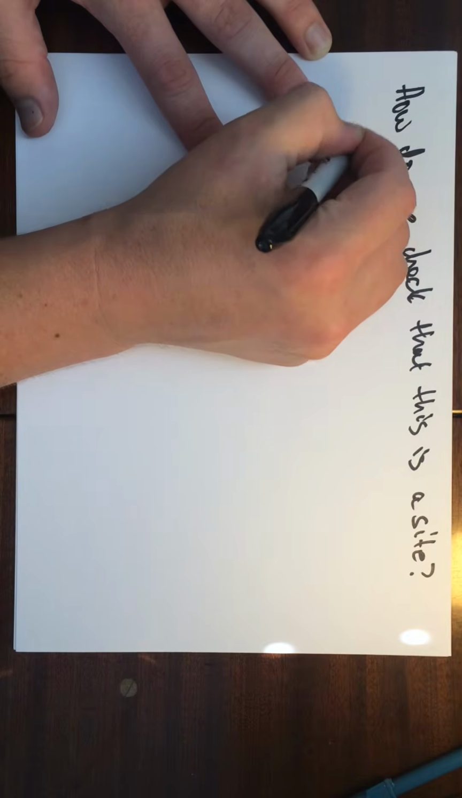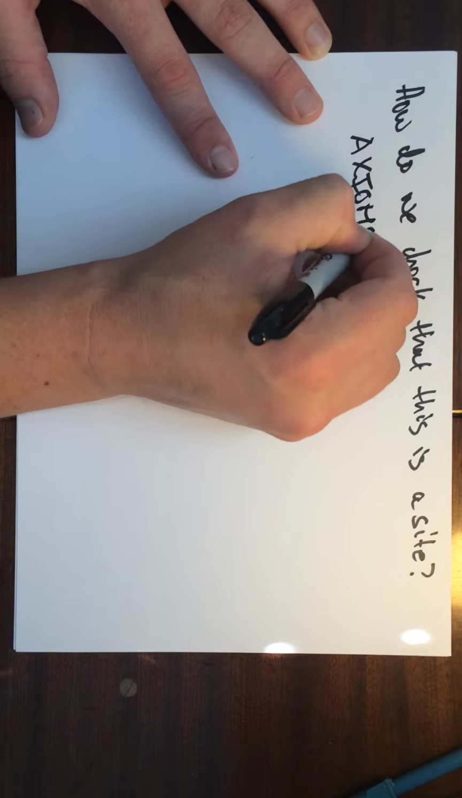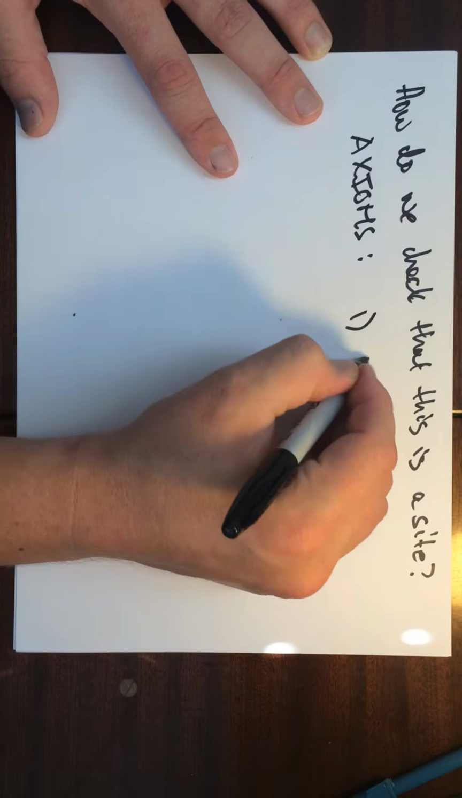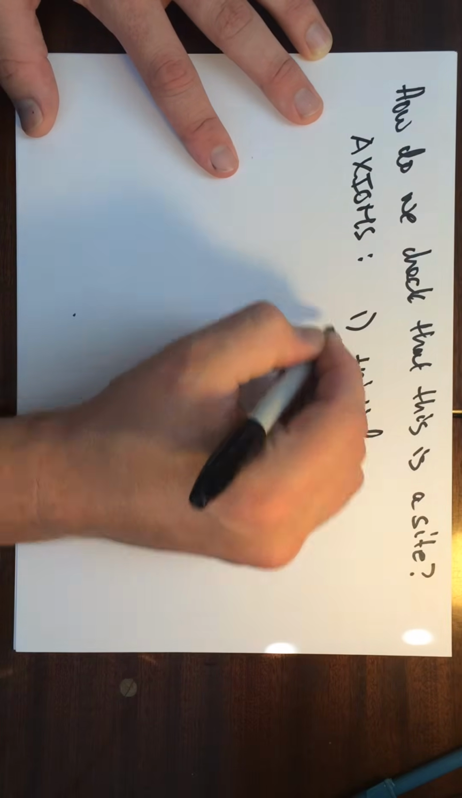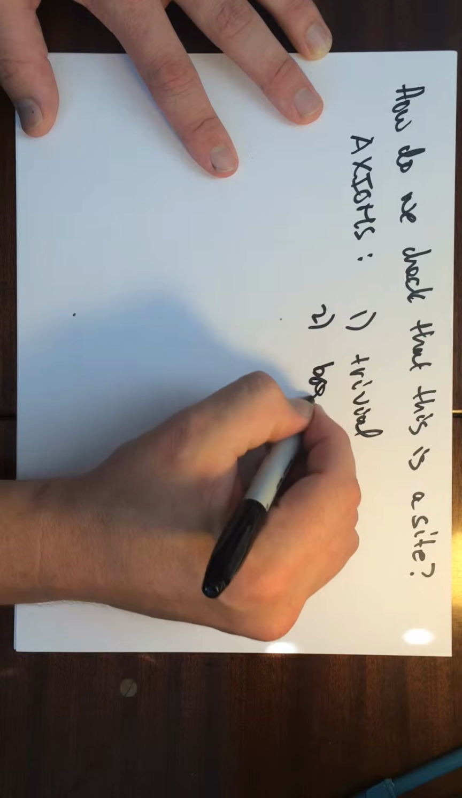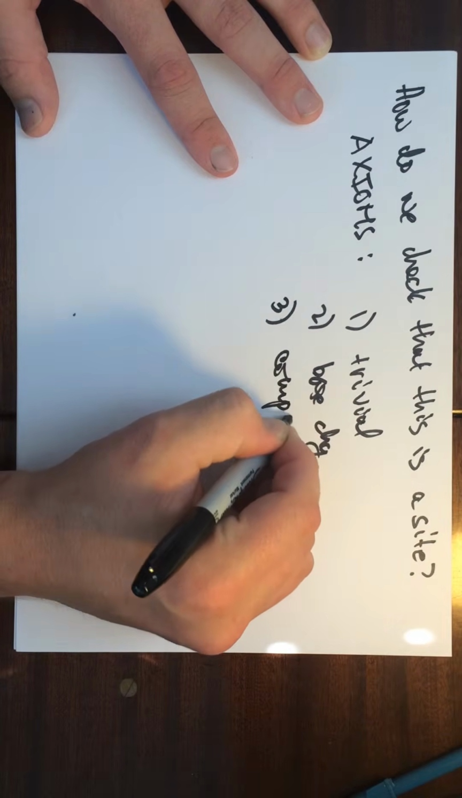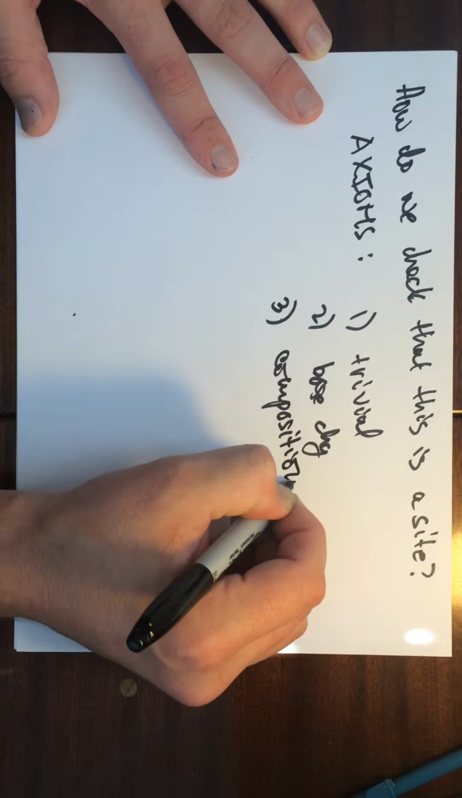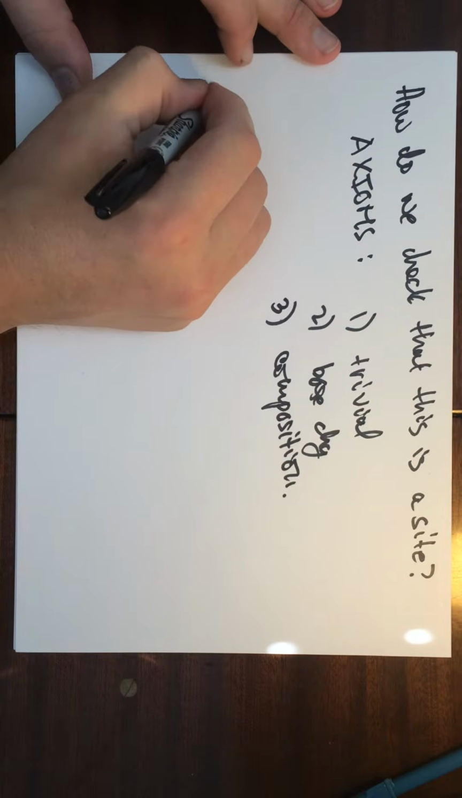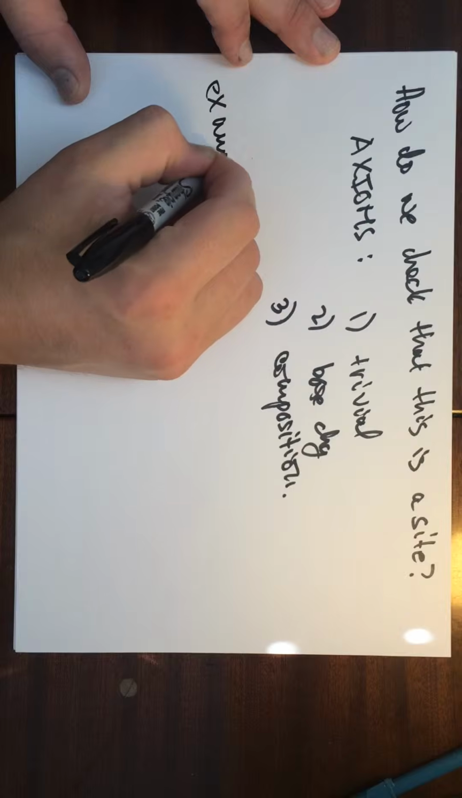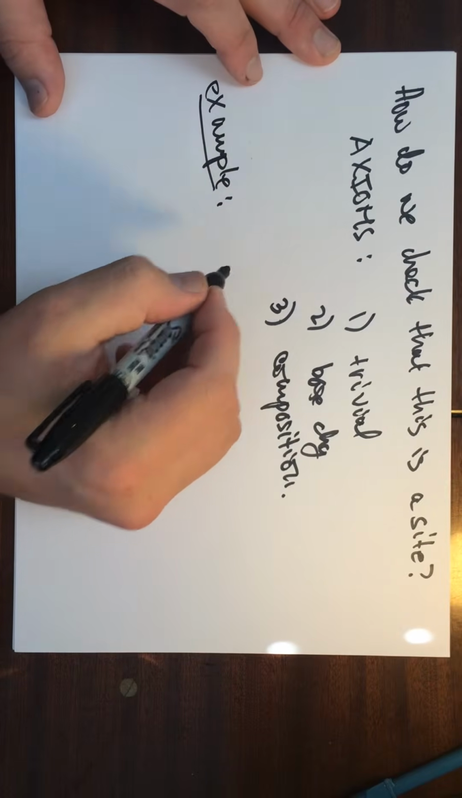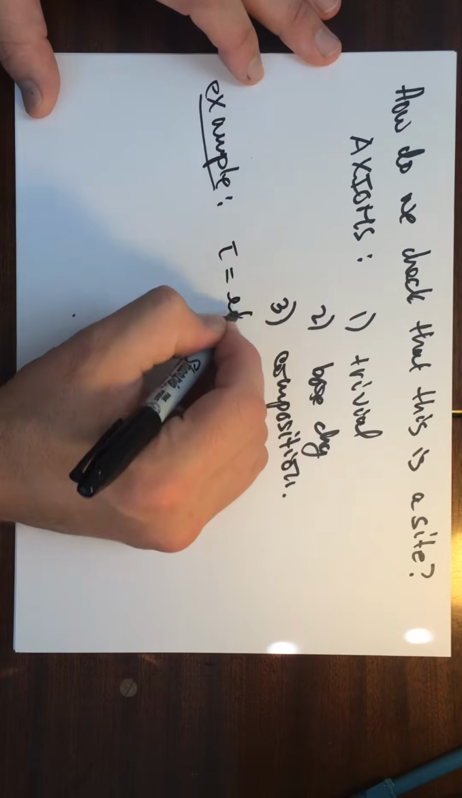Okay, so you go to the axioms, right? You have the trivial axiom, so the trivial covers a cover. You have the base change property, and then you have the composition. Okay, and for the things I stated, that's what you do. So for example, let's say tau is going to be étale.